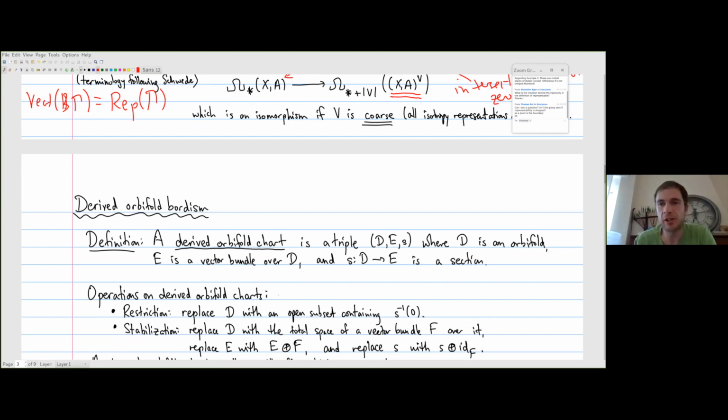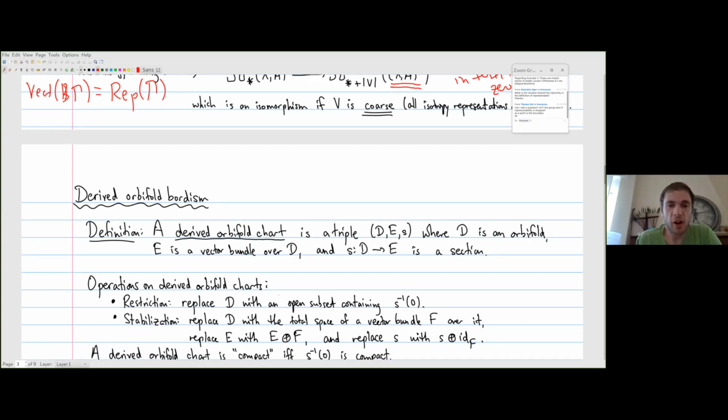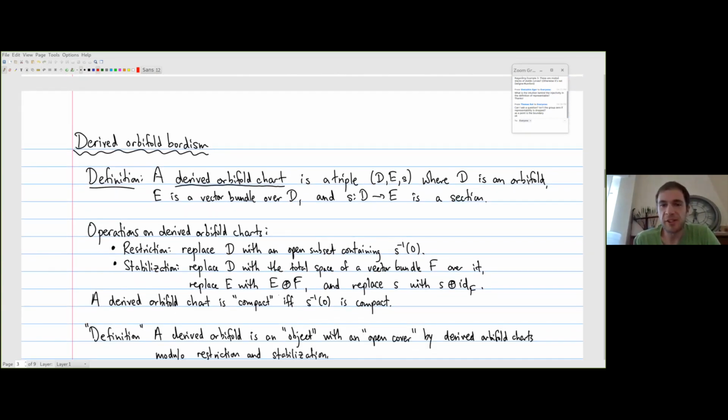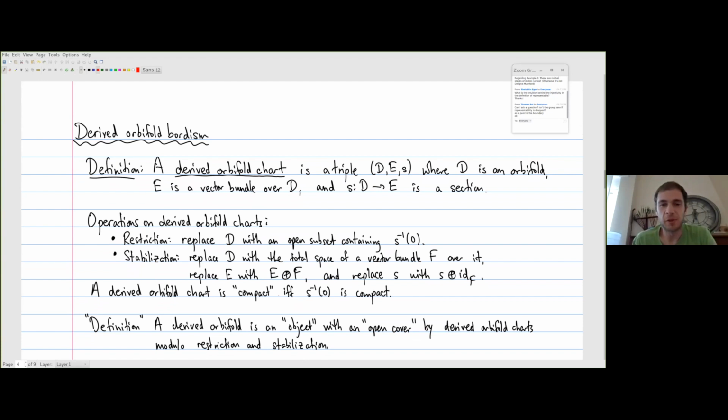Okay, so both of these operations should be regarded as leaving the underlying, somehow intrinsic, derived orbifold unchanged. And finally, we don't care that D be compact. All we care about is the zero set of S to be compact. So compact should just mean the zero set of S is compact. So here's a definition, except it's not a definition. A derived orbifold is some sort of object with an open cover by derived orbifold charts, modulo restriction and stabilization.